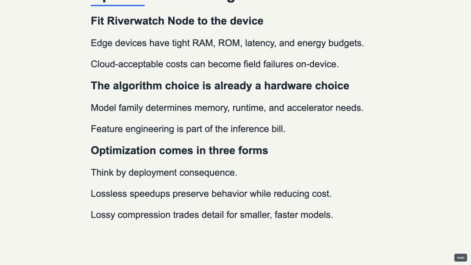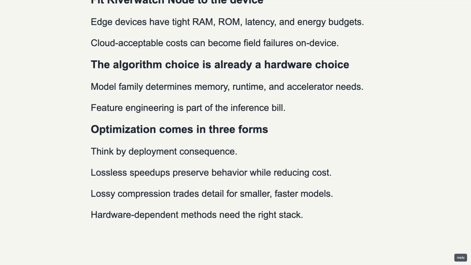Lossy methods reduce size or speed up inference by giving up some representational detail. Quantization and pruning can be worth it, but they may shift errors toward rare cases or underrepresented conditions. Some optimizations only pay off when the device, compiler, and operators line up. A smaller graph can still be operationally difficult if it depends on a special accelerator path or a narrow library version.